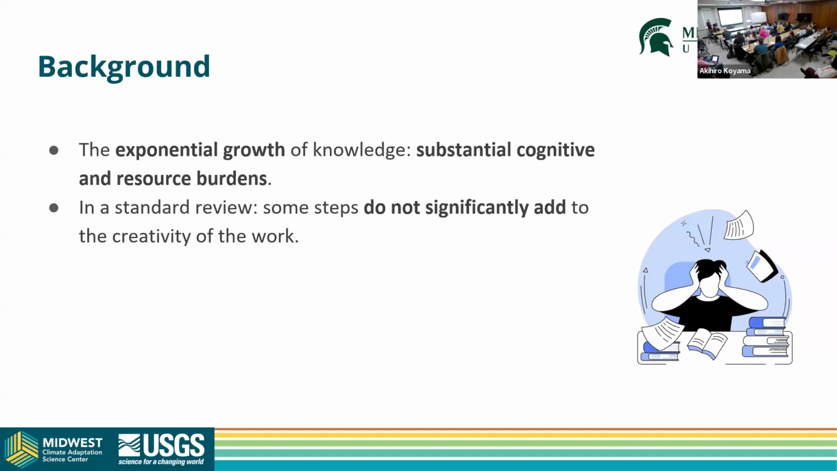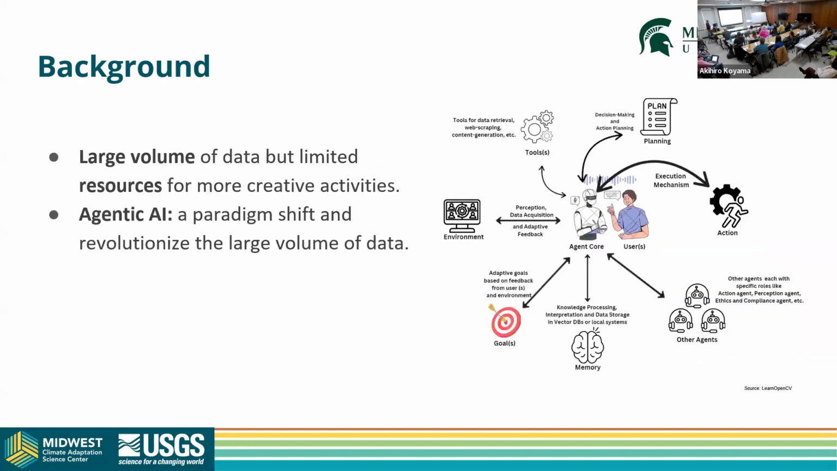But in our systematic or scoping reviews, there are several steps which take many of our resources, but they don't contribute significantly to the creativity of the work. So we have a large volume of data, but limited resources. And then we need to make trade-offs to complete our research. We have graduation demands, we have postdoc as a limited fixed-term position. So there are many factors that push us to reduce the effort we put into our research.